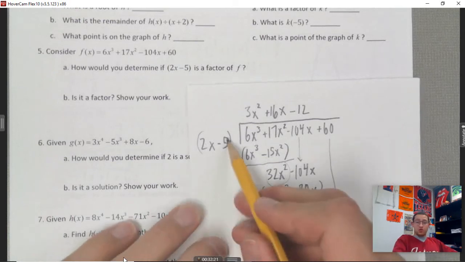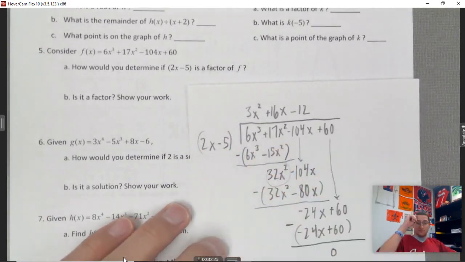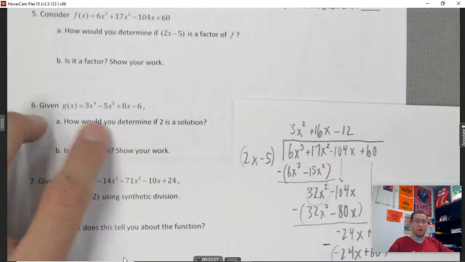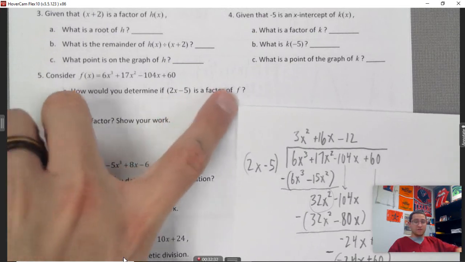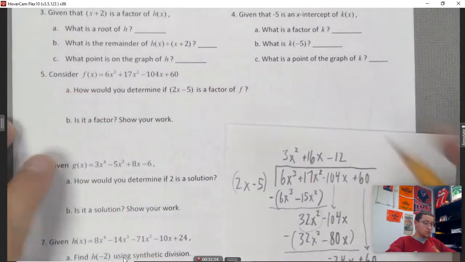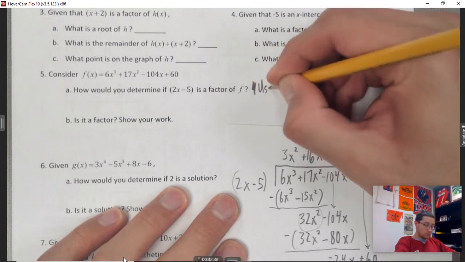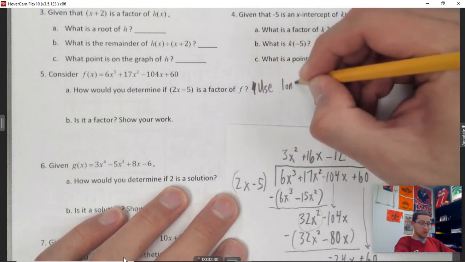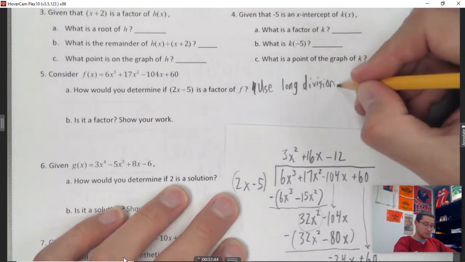Therefore, 2x minus 5 is a factor of this polynomial. Something to keep in mind. Okay, so how would you determine, oh, we're up here, how would you determine if 2x minus 5 is a factor of f? Well, you would use polynomial long division.